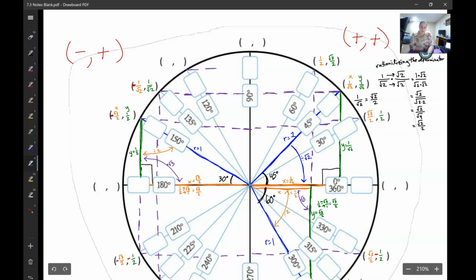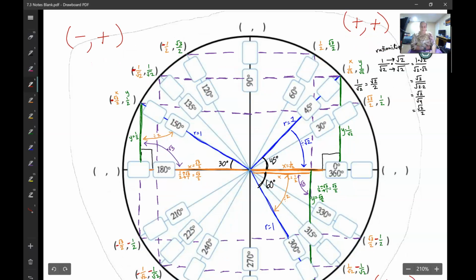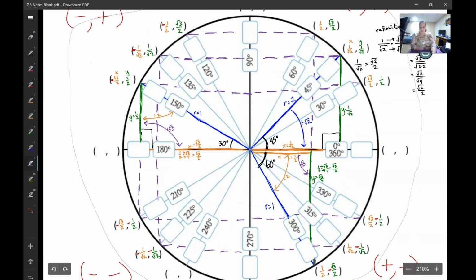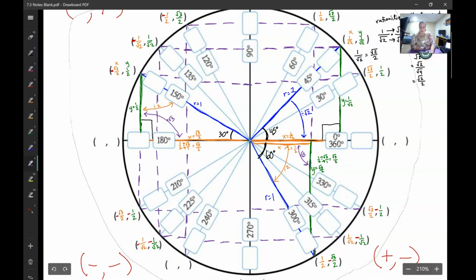Let's reflect this one across, and it's going to line up with 120. So 120 is also going to be 1/2, √3/2, except the first one is negative. And then finally, let's take this one and reflect it down, so it lines up with 240. So 240 is also going to be 1/2, √3/2, except they'll both be negative because that's what that quadrant is.